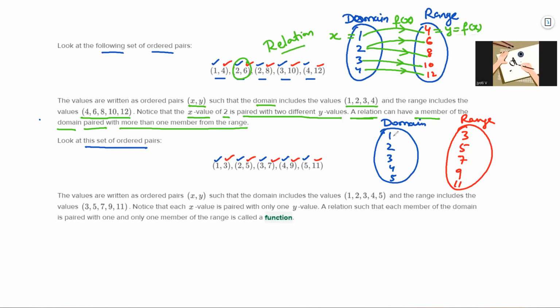1, 3. So 1 is mapped to 3. 2, 5. 2 is mapped to 5. 3, 7. 3 is mapped to 7. 4, 9. 4 is mapped to 9. Finally, 5 is mapped to 11.